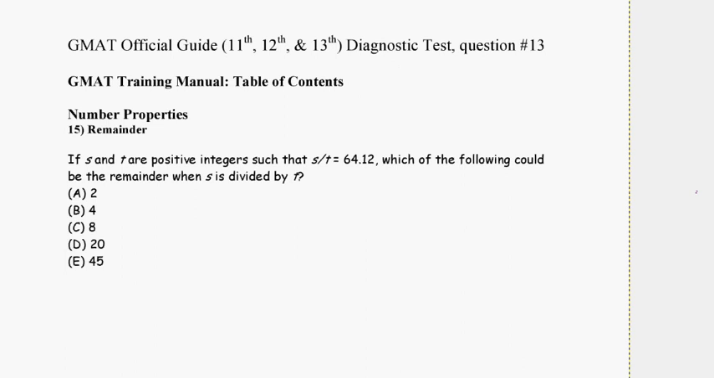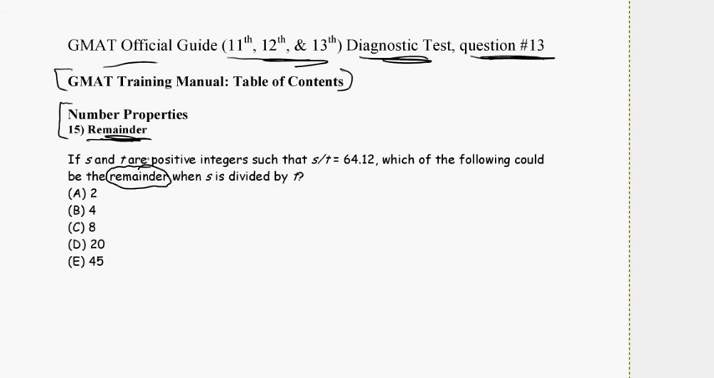Okay, so again, GMAT official guide. Any of these, it's all going to be the same because the diagnostic test always remains the same. And now we're going to take a look at question number 13. From my GMAT training manual, we're talking about number properties, specifically when they use the word remainder, because we have the word here, remainder. That is our trigger. And this one gets very tricky, because there are some other GMAT ways you need to know to look at this.